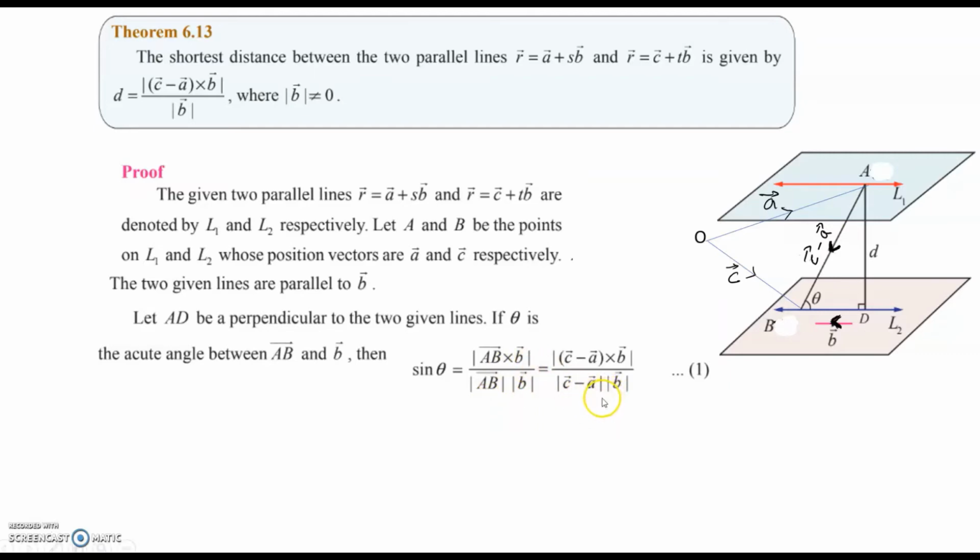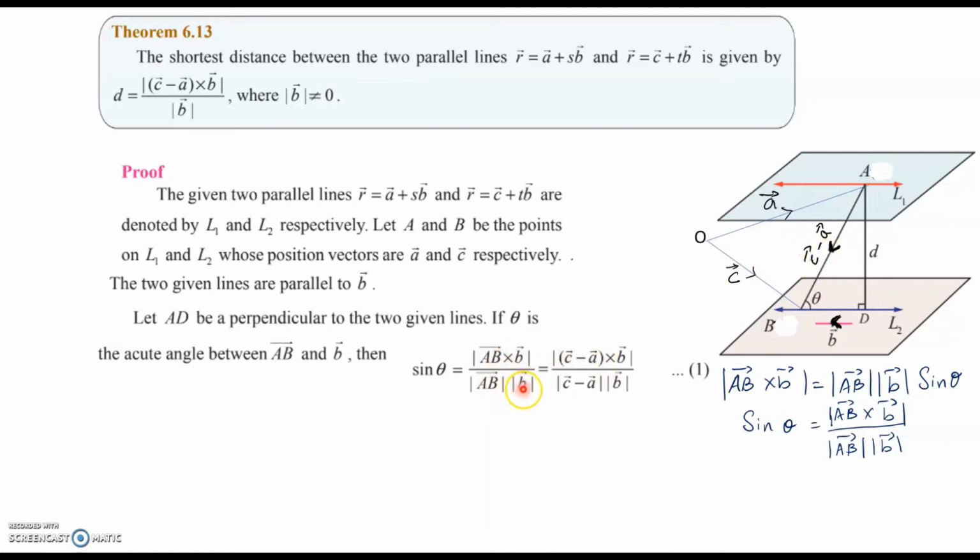Let me show you how we can get that. The magnitude of the cross product of AB vector and b vector is equal to the magnitude of AB times the magnitude of vector b times sine theta, where theta is the angle between AB and b. Rearranging this, sine theta is equal to the magnitude of AB cross product with b, divided by the magnitude of AB times the magnitude of vector b. We are using that here, and substituting the value of AB, which is nothing but c minus a vector, into this formula.